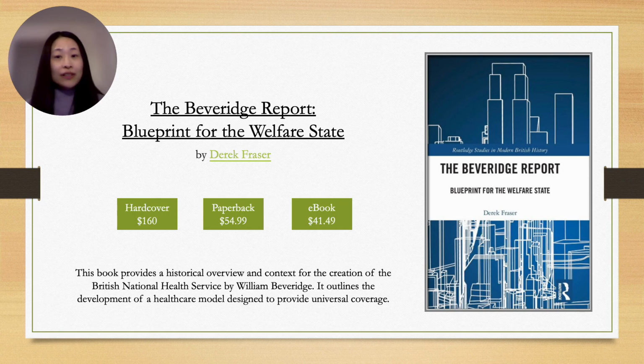The first item is a book called The Beveridge Report: Blueprint for the Welfare State. This is a book that provides the background and historical context on the creation of the British National Health System by William Beveridge. This book is a good read for anyone who is interested in gaining an in-depth analysis of the 1942 Beveridge Report and the social and political impact that it has created.